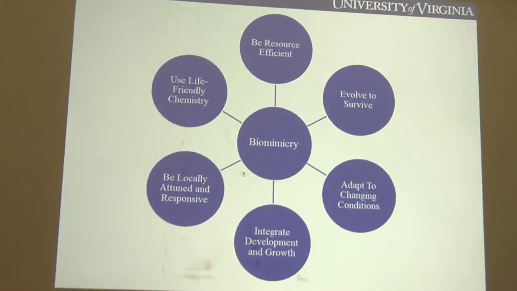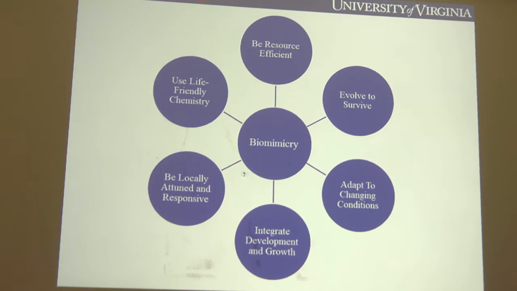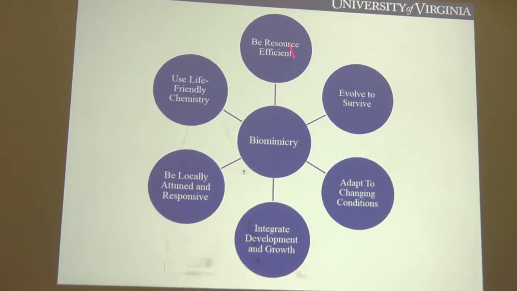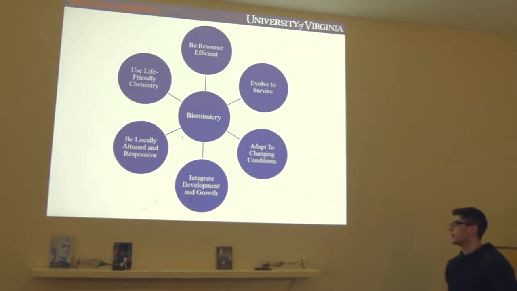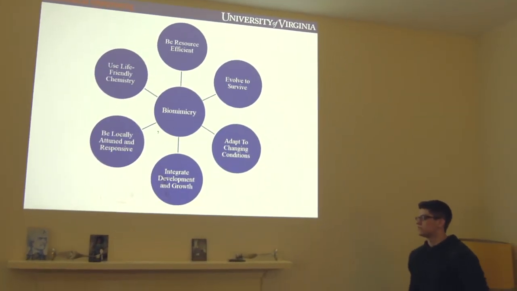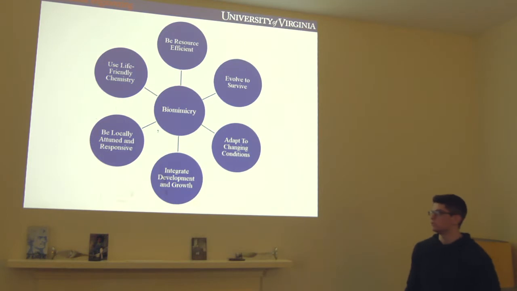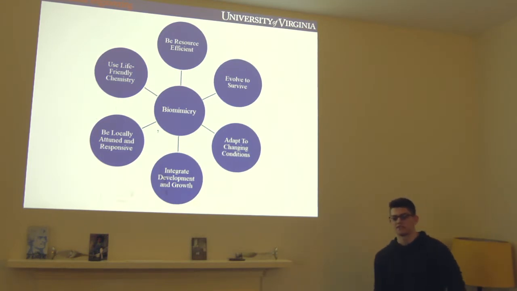We're going to run through these. We're going to talk about them in more detail. Okay, so we have be resource efficient, pretty self-explanatory, evolve to survive, adapt to changing conditions, integrate development and growth, being locally attuned and responsive, and using life-friendly chemistry.